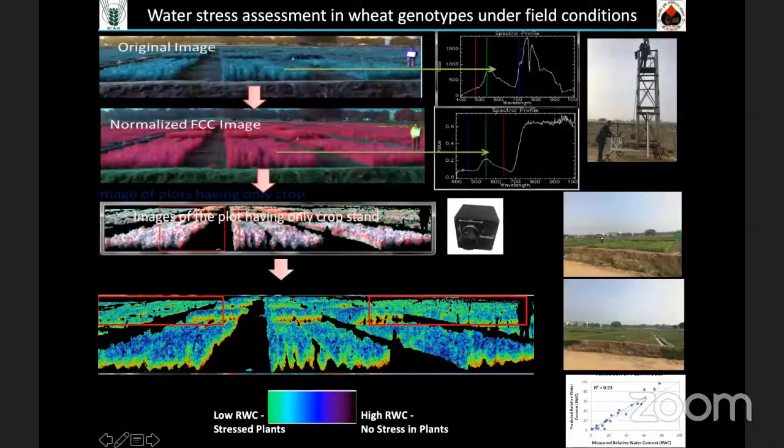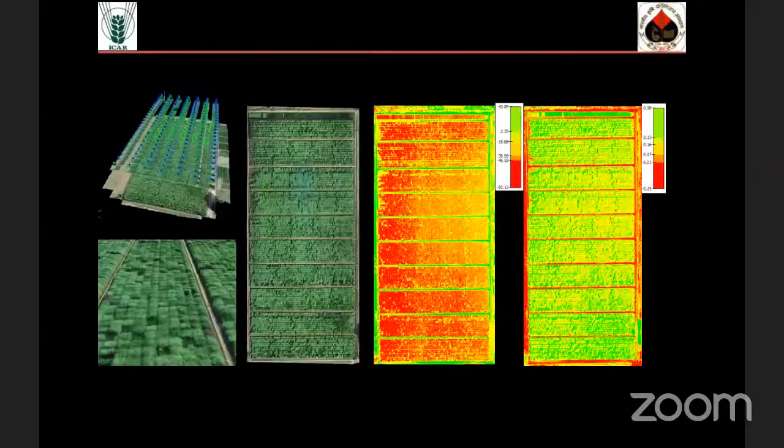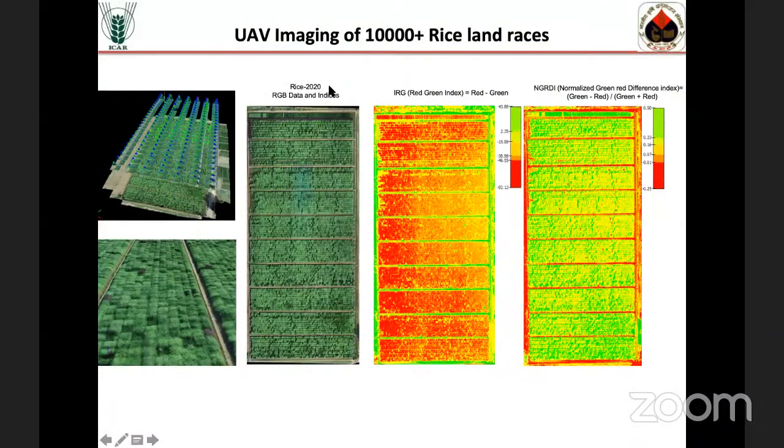Then next is water, the same conditions, and the same way we have tried to do it. Everywhere here we have used machine learning programs. This is again 10,000 landraces which have been imaged using drones. All over the country, whatever rice varieties there are, they are grown in the IIRR field. We are able to capture those data.